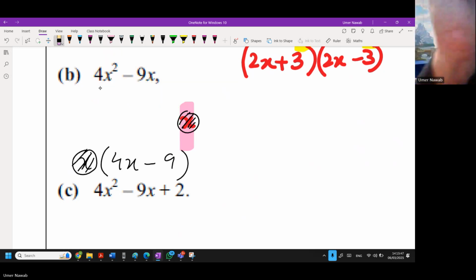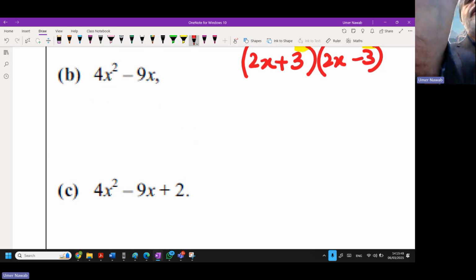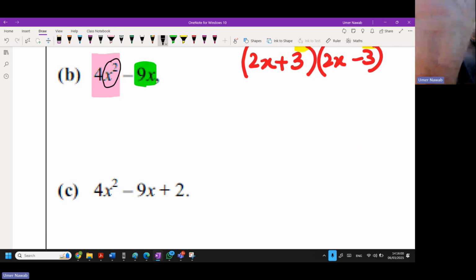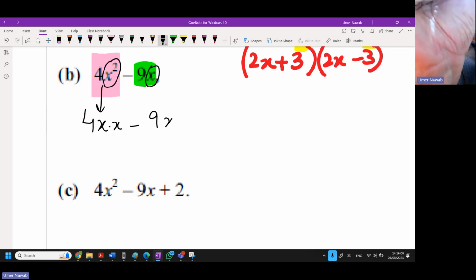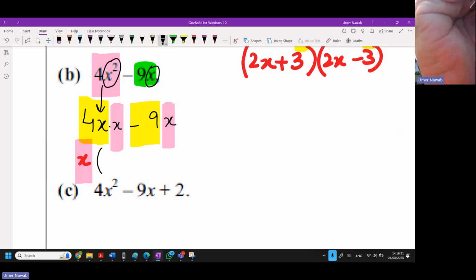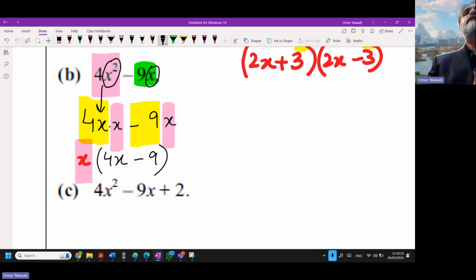Let me do it again. As you guys can see, I have here 4x squared in this term, and I have 9x in this term. If you closely observe, x squared and x have something common. So why not write 4x squared as 4x dot x minus 9x. Now this x will be taken common. Okay, so I'm taking this one common. Then what will be left in the bracket? In the bracket, you are left with 4x minus 9, and that is the final answer.